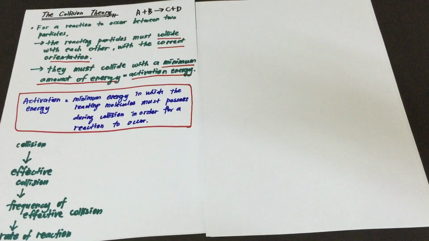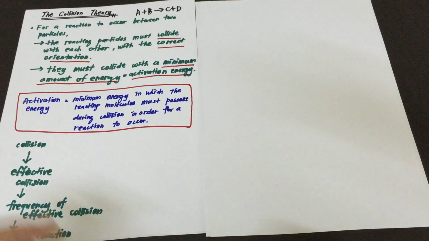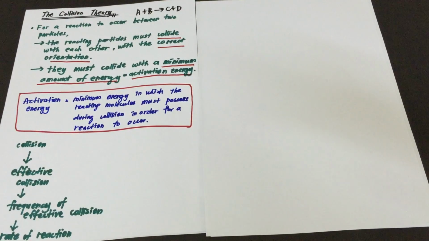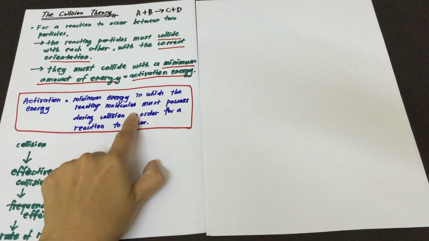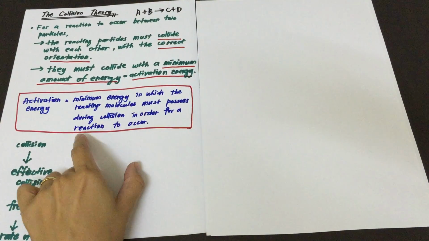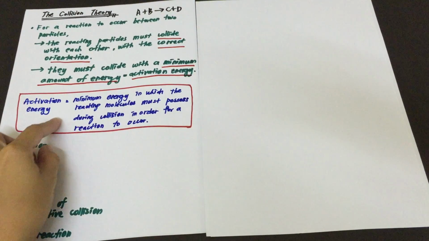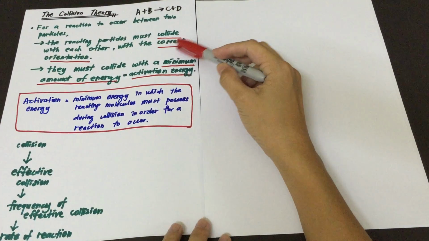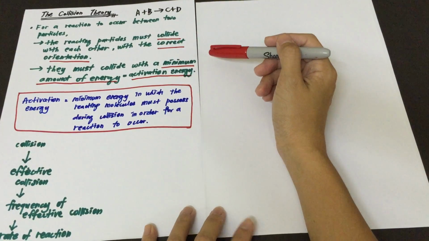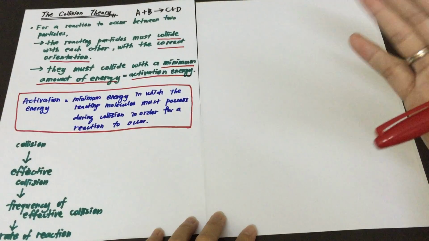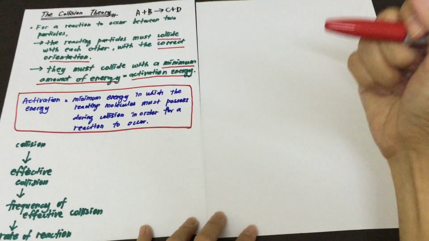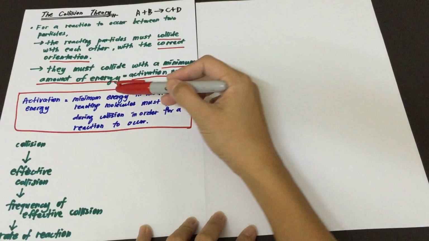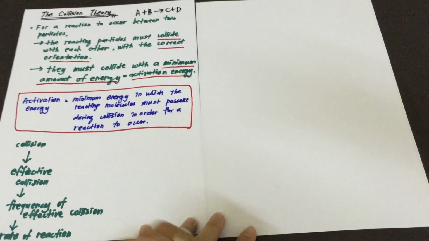So what is the activation energy about? This is the definition of activation energy: activation energy is the minimum energy required for the reacting molecules during the collision in order for a reaction to occur. Activation energy is the minimum energy required. That means during the collision, when they collide with each other, they will gain energy. This energy is sometimes more and sometimes less. A minimum amount of energy must be reached in order for the reacting particles to form the products. So this minimum energy is called the activation energy.